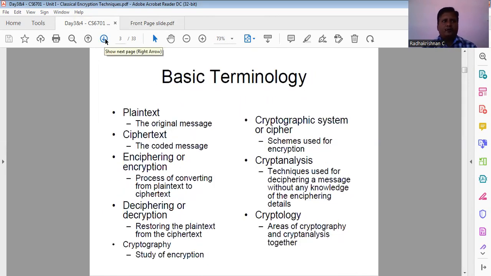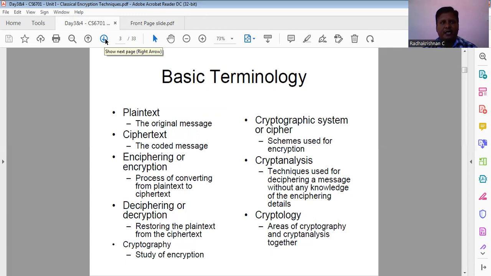Now, before going to the concept of classical encryption techniques, some basic terminologies are used in cryptographic concepts. What are the basic terminologies in cryptography? First one, plain text. We call the original message plain text, and ciphertext is nothing but the coded message. The original message is converted into some other format, which we call ciphertext.